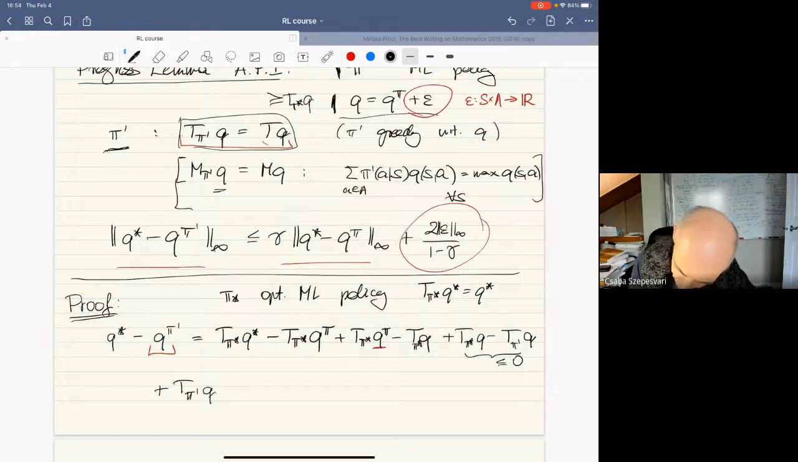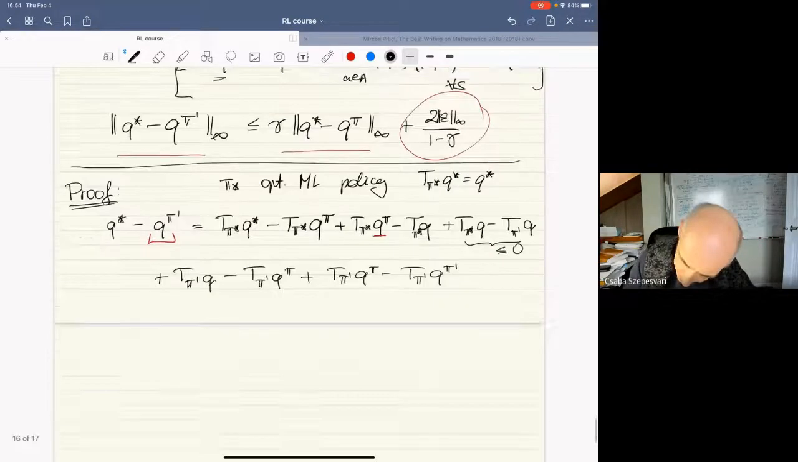And then you have this. And every time you see q, you think that, oh, that's like q of pi. And then we end up with this.